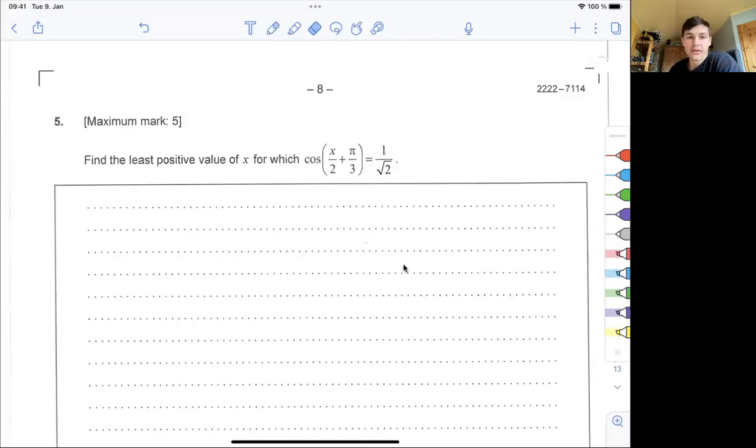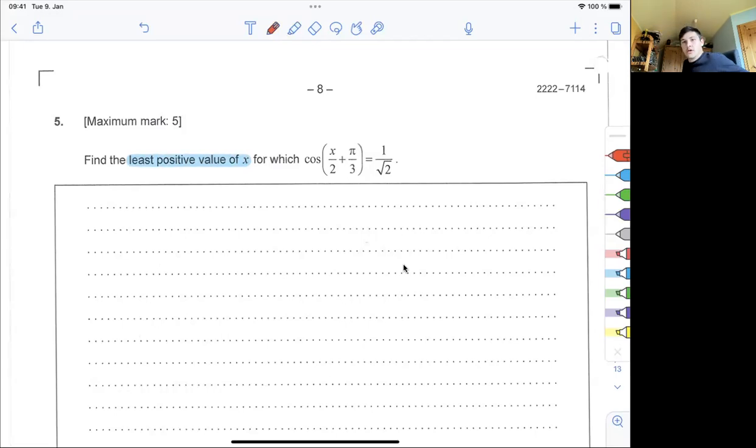Question 5. Find the least positive value of x for which cos of (x over 2 plus pi over 3) is equal to 1 over the square root of 2. Okay, cool. Let's highlight this idea of the least positive value of x. And then I've got a big expression there.